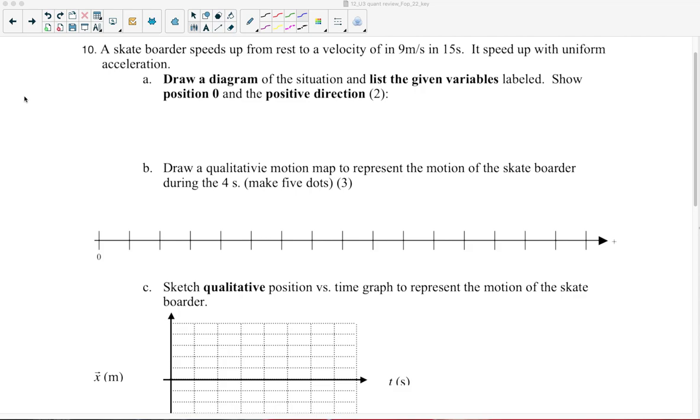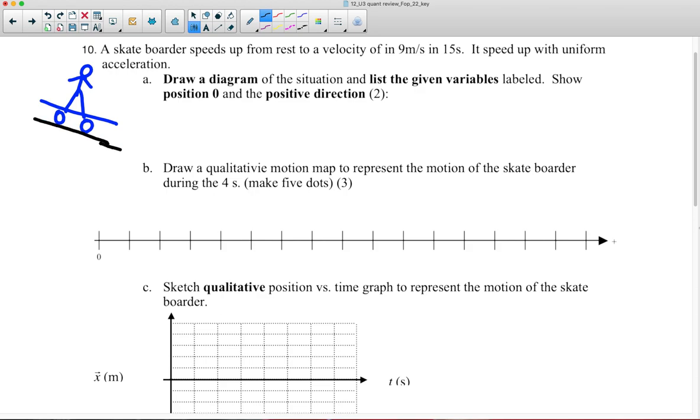So first we're going to draw a skateboarder. I'm going to put this skateboarder on a hill because that's what would cause it to speed up. And so there's our skateboarder, and we'll put it on a hill and say that the starting position is 0 meters, and let's say down and to the right is the positive direction.